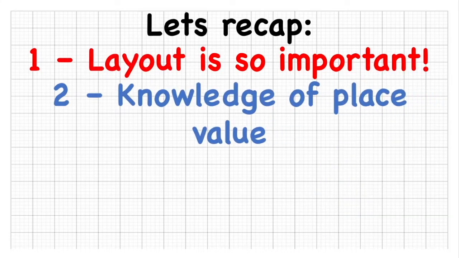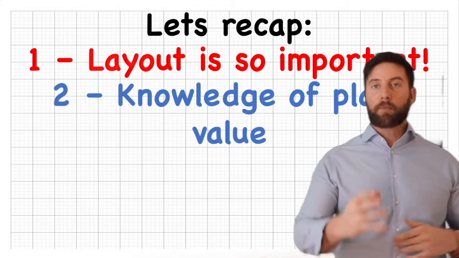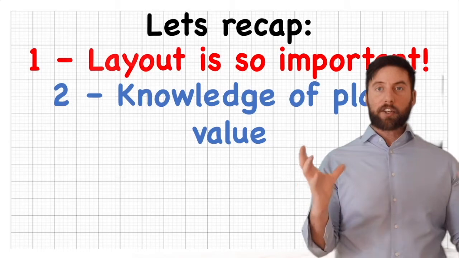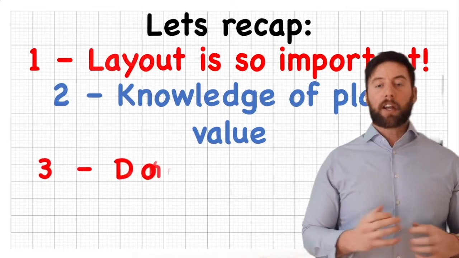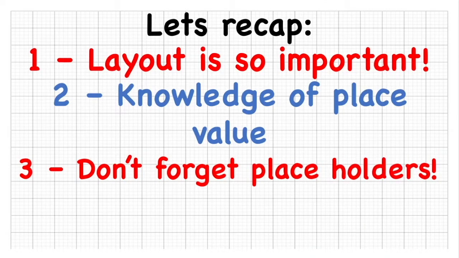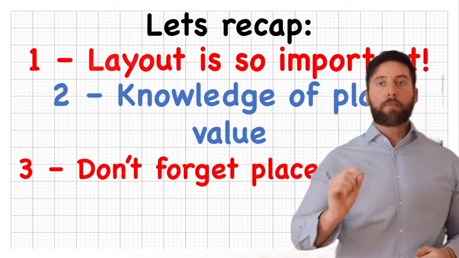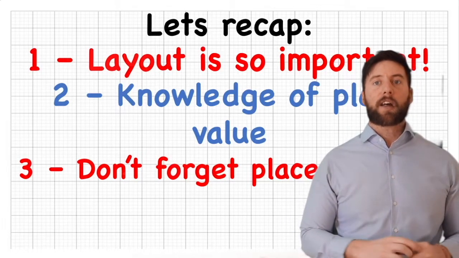The second thing to understand is knowledge of partitioning and knowledge of place value. Understanding that when we're timesing 32 by 25, we can break it down into those smaller chunks and understand what chunks we are actually multiplying at the time. Okay? Next thing to remember is our placeholders. Placeholders are hugely important to understand, not just to do, but to understand. Okay? We need to understand what we're doing.